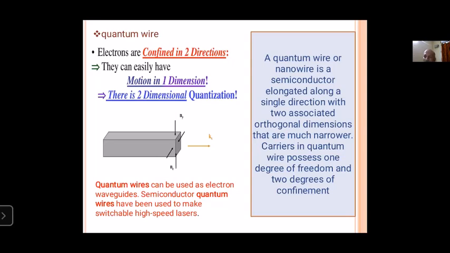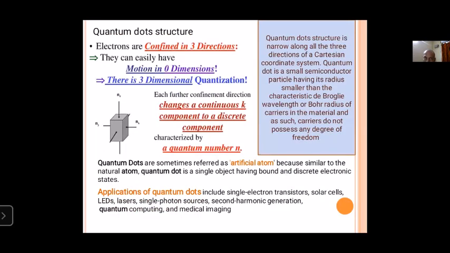Now, in the next slide, we are talking about the quantum dot structure. It is a dimensionless structure, also called an artificial atom. The quantum dot structure is narrow along all three directions of a Cartesian coordinate system. A quantum dot is a small semiconductor particle having its radius smaller than the characteristic de Broglie wavelength.